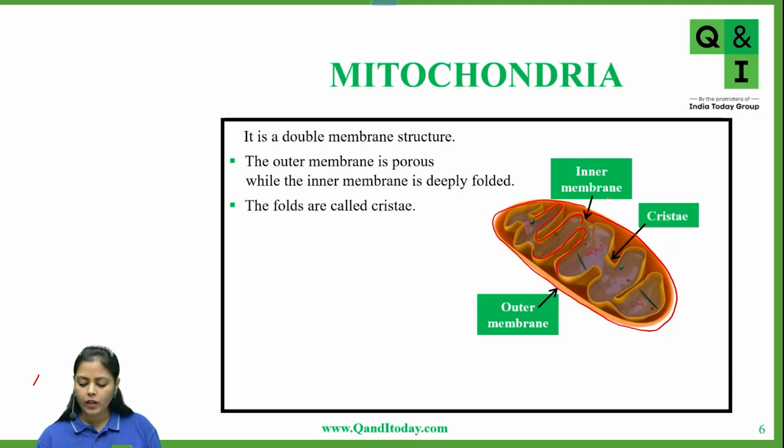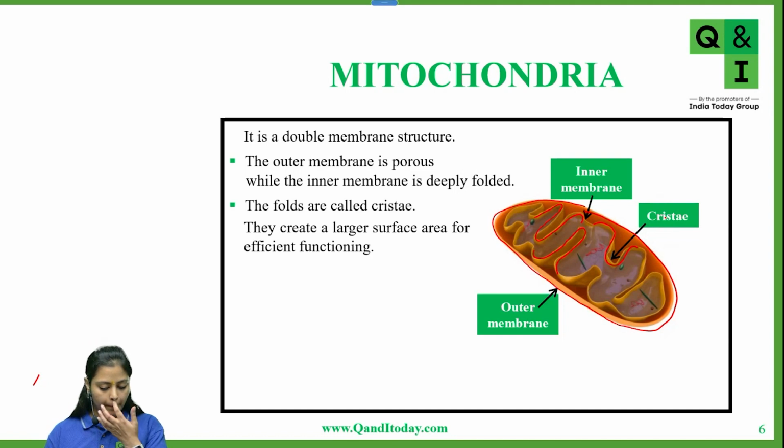These folds are called cristae. These folds, which you can see from here, are called cristae, and cristae are basically the sites where your respiratory cycle gets completed. That means the main function of mitochondria takes place here. What is the main function of mitochondria? We are going to discuss that, but the main function occurs here in the cristae only.